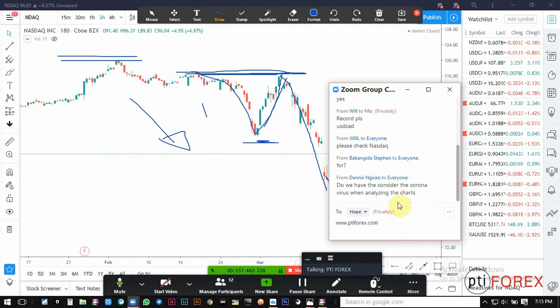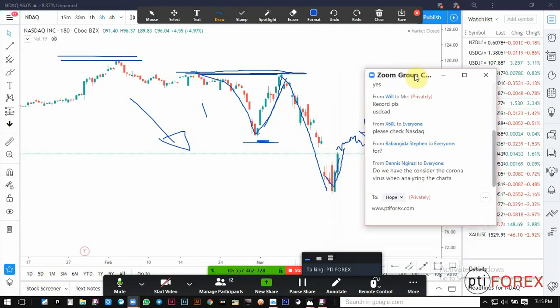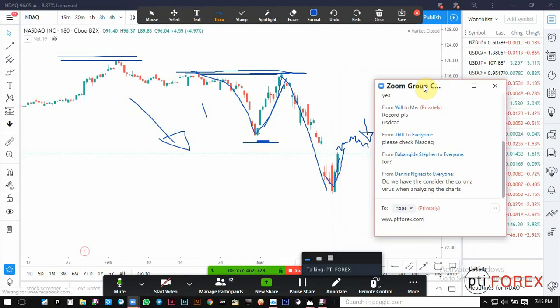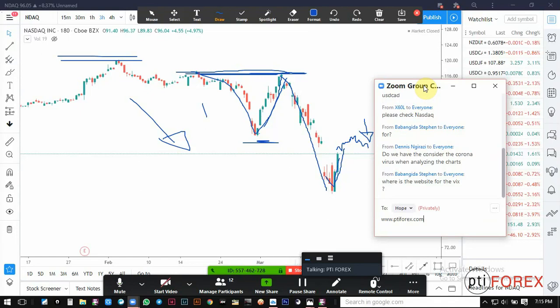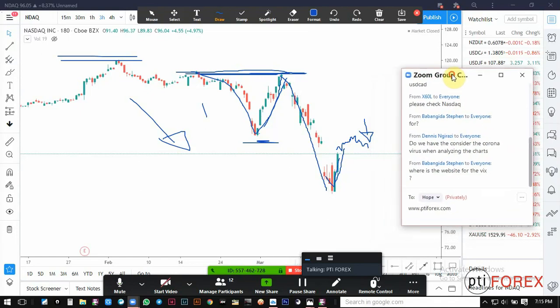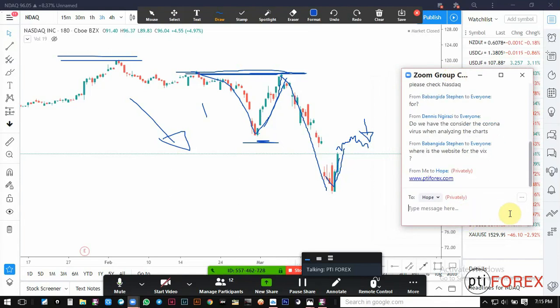Do we have to consider coronavirus when analyzing the charts? Okay, what I can say is that when we analyze, we don't neglect fundamentals, we don't neglect news. We also look at which news are going to affect the market. Mostly it is just news which are linked to the market. That's why you can just go check Forex Factory or investing.com, whatever platform that provides forex linked news. You can just go check it out.